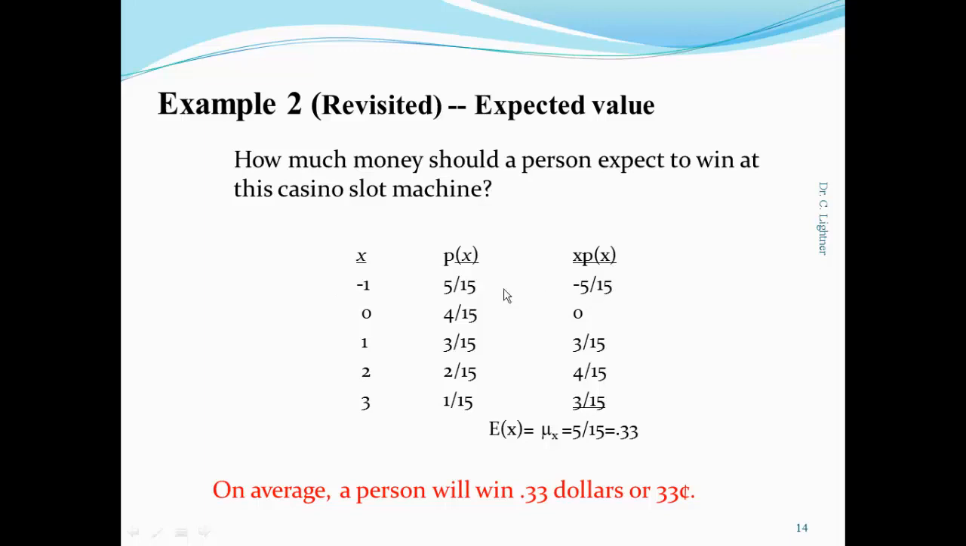In the first row of this column, we multiply -1 times 5 over 15, which is the probability of -1 occurring, and we get -5 over 15. Then we say 0 times 4 over 15 and get 0. 1 times 3 over 15 is 3 over 15. And we do the same for the last two rows. Summing up all of these values, we obtain 0.33. So the expected value for this random variable is 0.33. Therefore, on average, a person will win 33 cents from this slot machine.